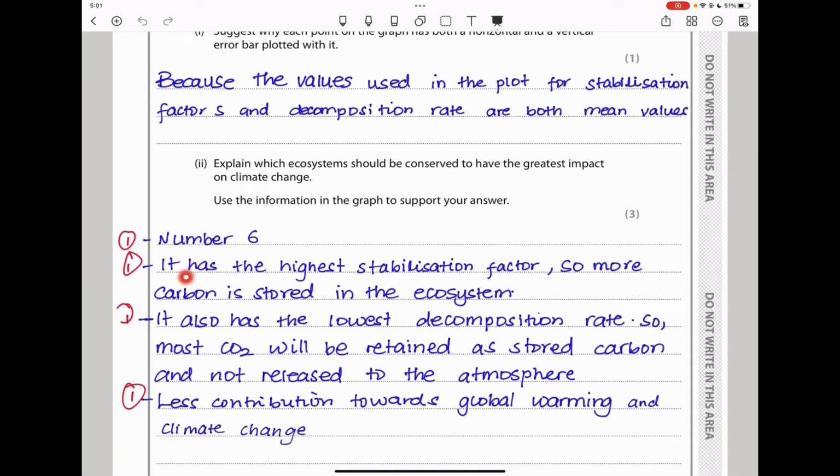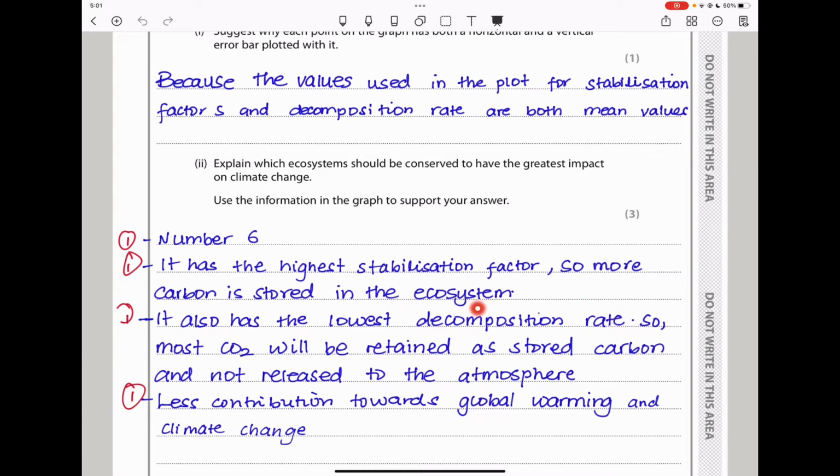I chose number 6 because it has the highest stabilization factor, so more carbon is stored in the ecosystem. Remember, the purpose of this experiment is to know which ecosystem is going to store more carbon, not release more, but store more. It means decomposition is going to be slower. So I said it also has the lowest decomposition rate.